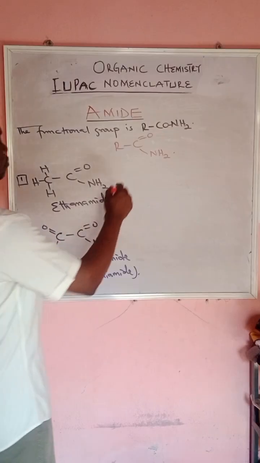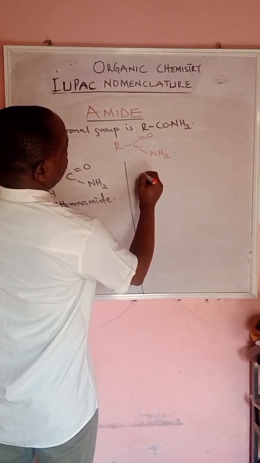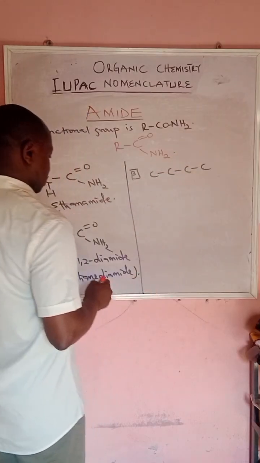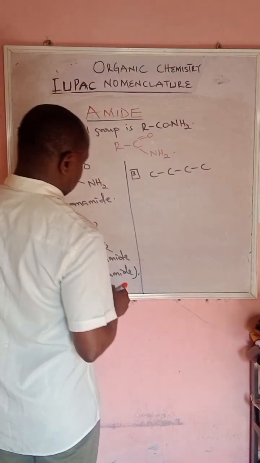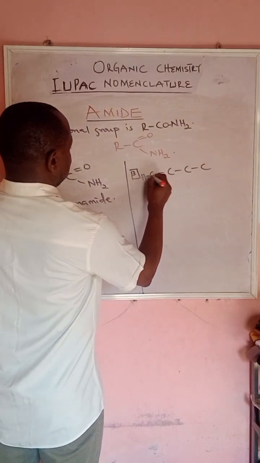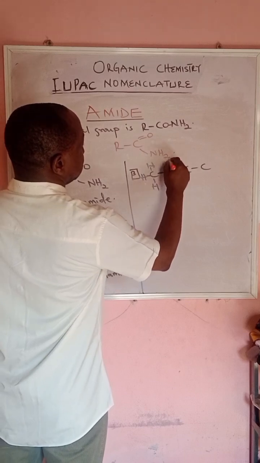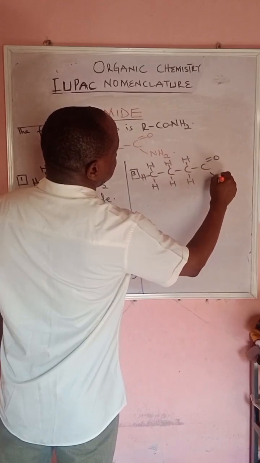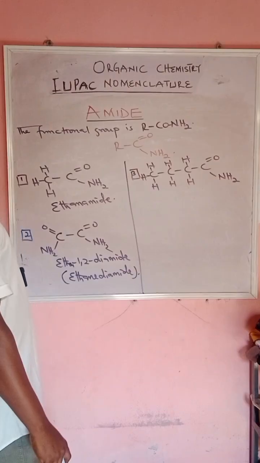Let's say you have 3. You have 1, 2, 3, 4 carbons, with hydrogens on each, then the double bond, you have C, O, then NH2. So this one will be 1, 2, 3, 4. This is butanamide.